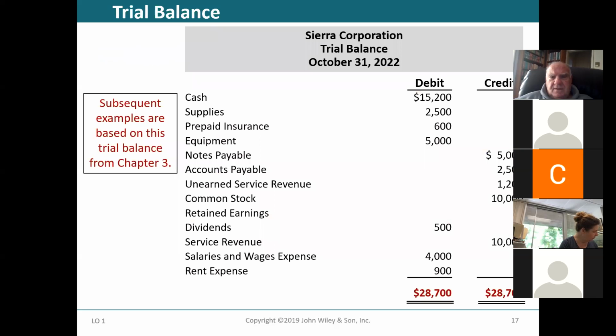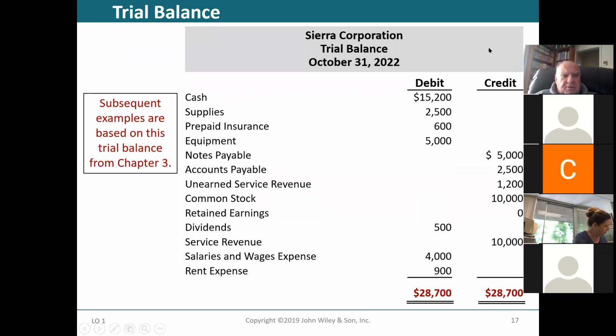Now they're showing you a trial balance here. And subsequent examples are based on this trial balance here. It's a nice looking trial balance. It adds up to 28,700.